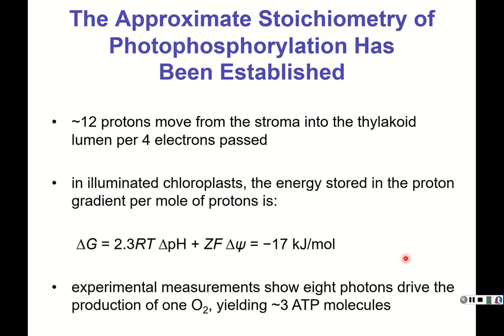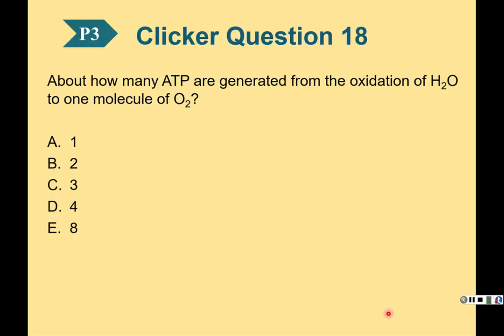So stoichiometry: you need 8 photons of light to produce 1 oxygen molecule, and that process yields about 3 molecules of ATP. So, sort of weird numbers to remember. 8 photons to 1 oxygen, and that yields approximately 3 molecules of ATP. Unfortunately, they're not simple ratios, but that's the basic stoichiometry of photosynthesis.